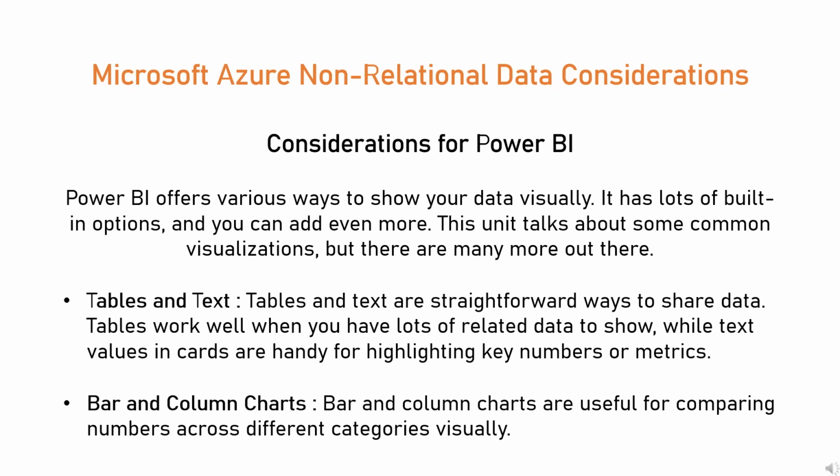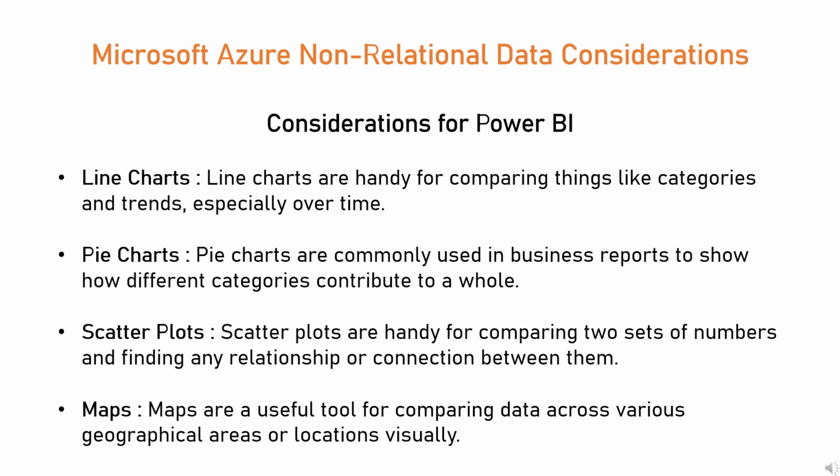Bar and column charts. Bar and column charts are useful for comparing numbers across different categories visually. Line charts. Line charts are handy for comparing things like categories and trends, especially over time. Pie charts. Pie charts are commonly used in business reports to show how different categories contribute to a whole.